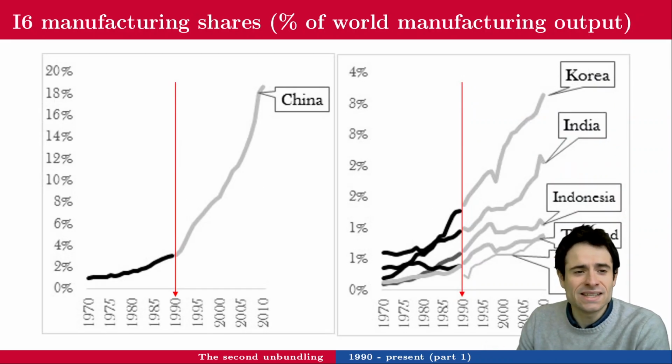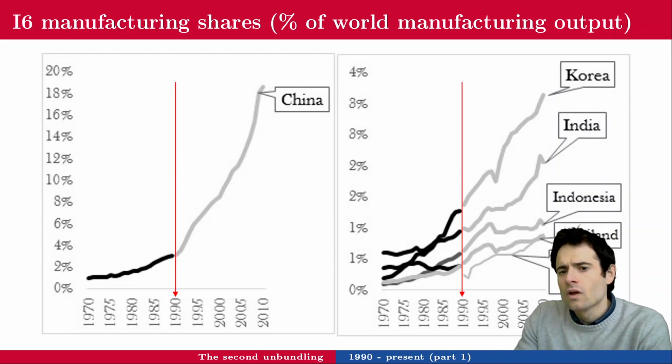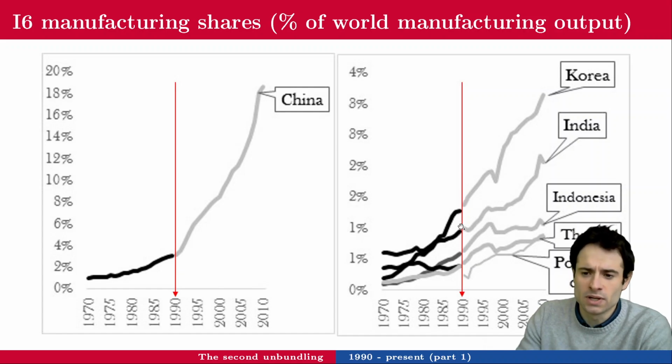Looking now at the I6 manufacturing shares, so the percent of the world manufacturing output, again, you can see an exponential curve for China. Especially starting in the 1990s, it became very steep. But all the five other I6 countries are also experiencing a sharp increase in the percentage of manufacturing output.